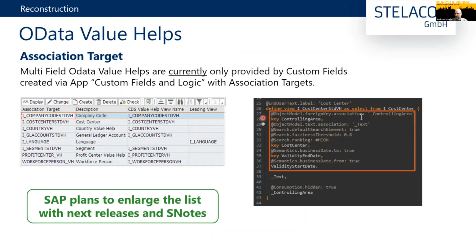For the cost center, it's related to controlling area, and there's also a date where it's valid. So there are at least 3 key fields. That's possible if the association target is in place. But for our example we have seen before, for the storage location, it's not in place at the moment. But SAP told us they plan to enlarge those lists, and if there is a requirement, then you can also create an S node, and they will come up with a fix with an S node. But this always takes time, yeah?